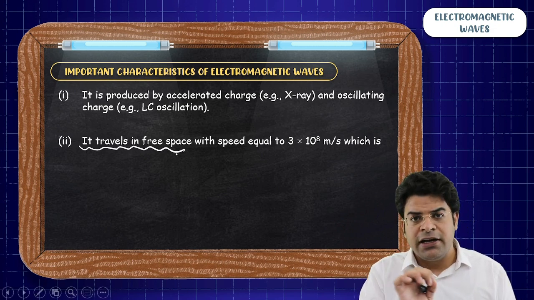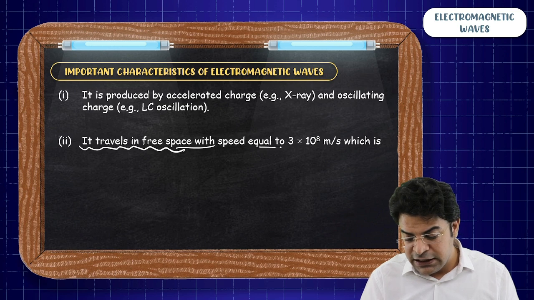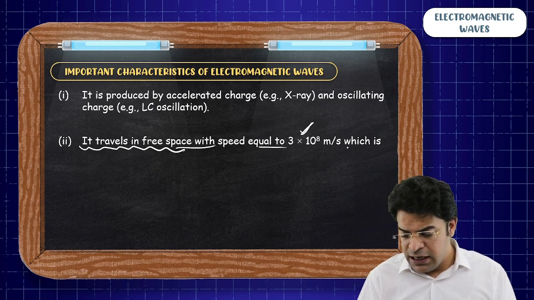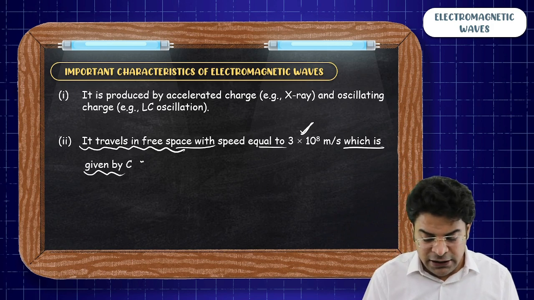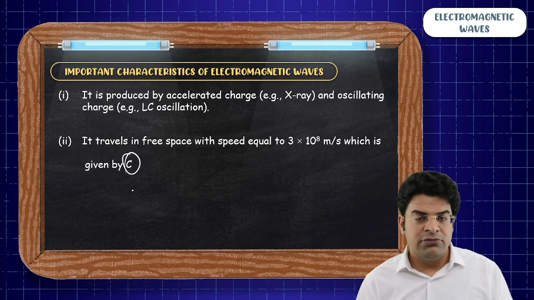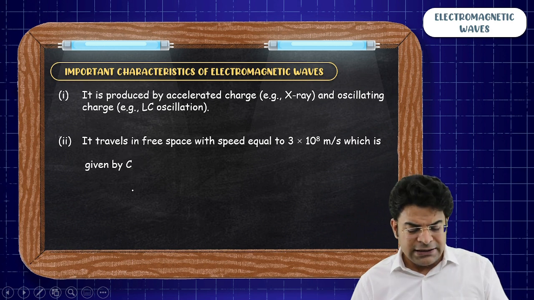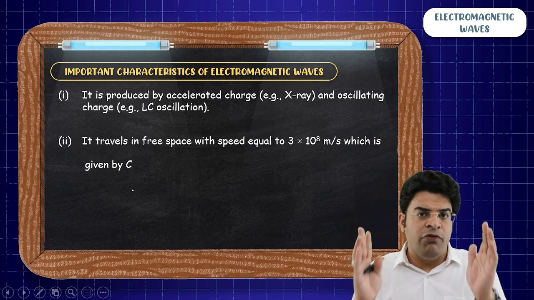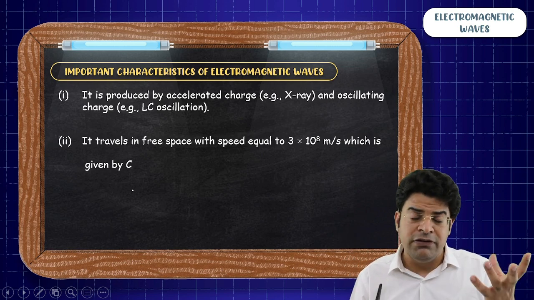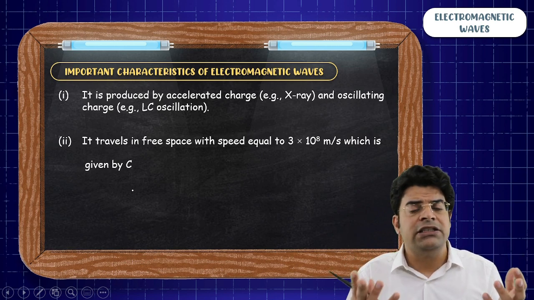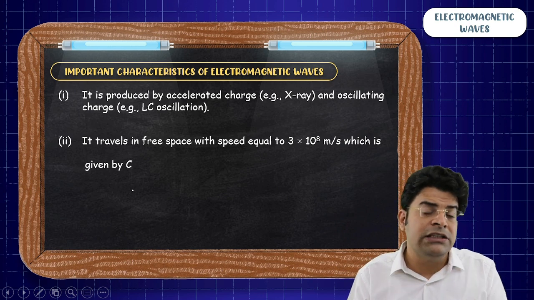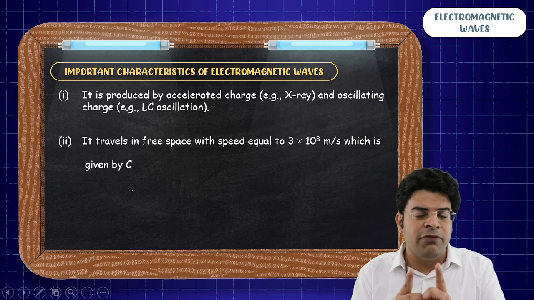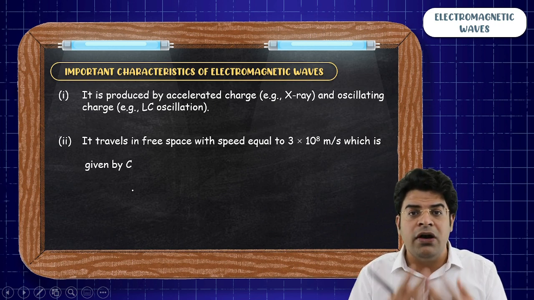Second, it travels in free space. All the electromagnetic waves travel in free space at the speed of 3 × 10^8 meters per second. I know that you know this already, and it is denoted by the letter c. So what is c? c is the speed of light. Understand that light is only one small part of the entire electromagnetic wave spectrum. Radio waves are also EM waves. X-rays are also EM waves. Gamma rays are also EM waves. But only one small part of this whole spectrum which our eyes can detect is called light.